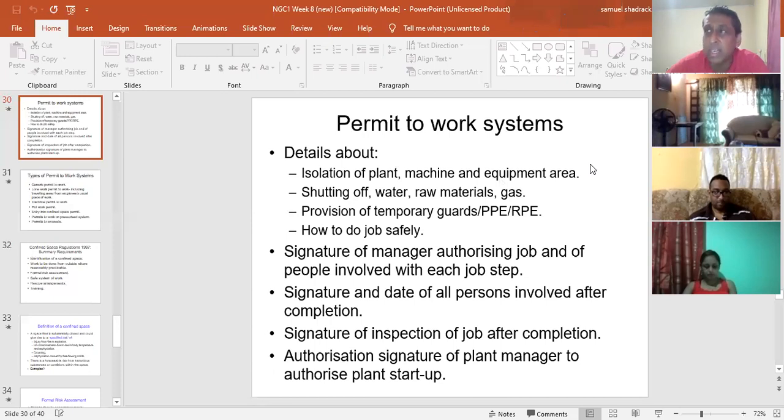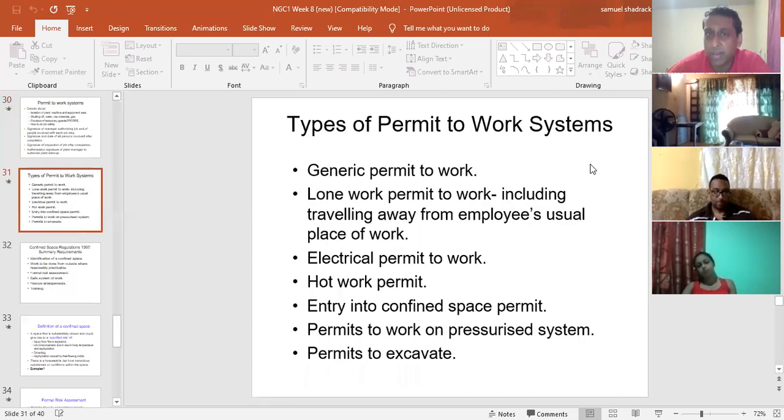The only thing though is that NEBOSH is not asking too many questions on the contents of a permit to work anymore, right? Before, students had to learn 8 of the headings, but that has not come up in any of the open book exams before, right? Of which we had 4, right?